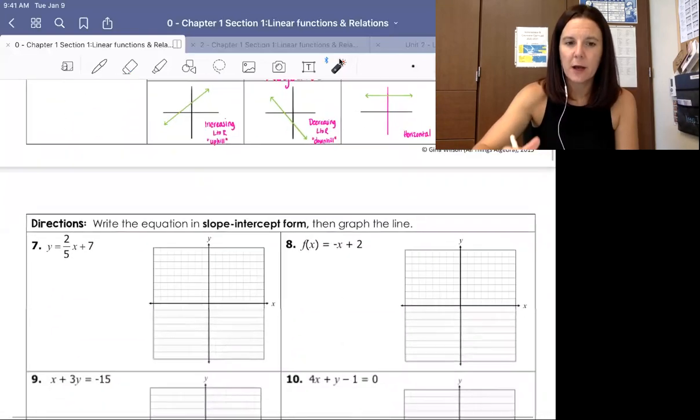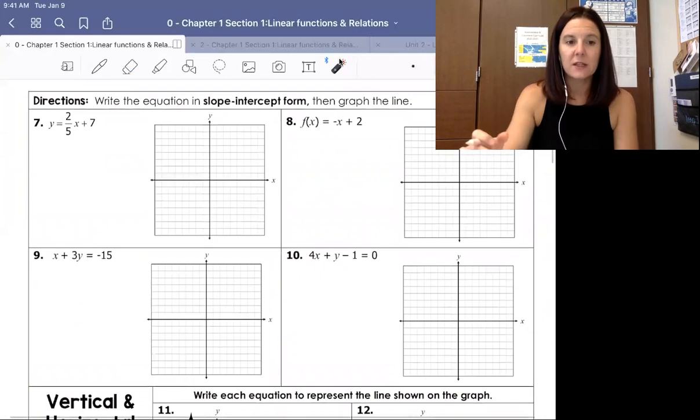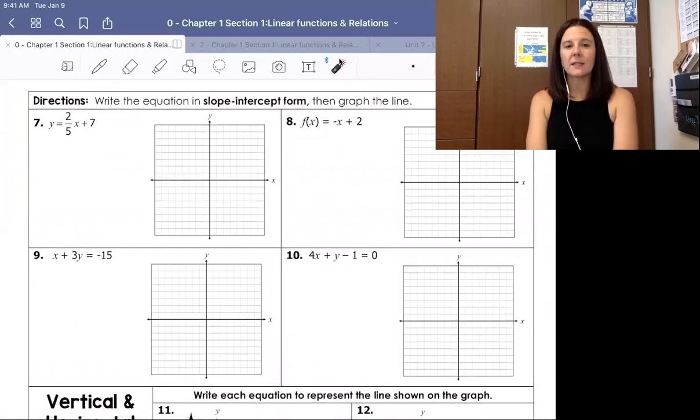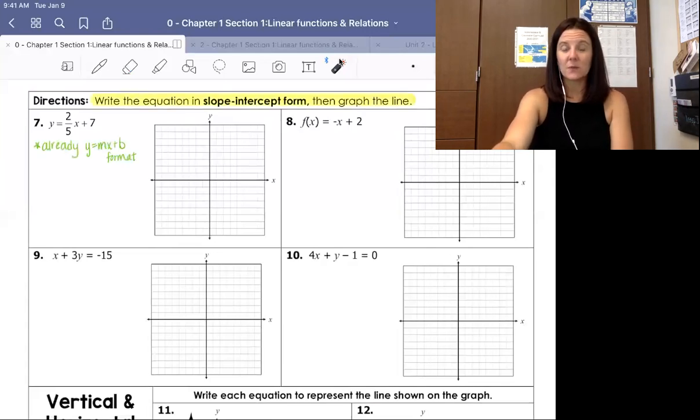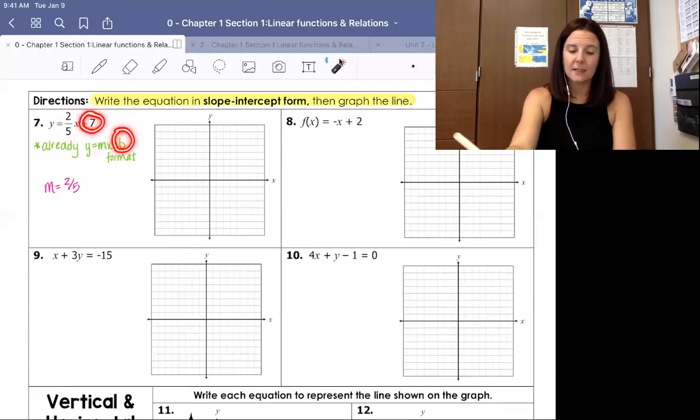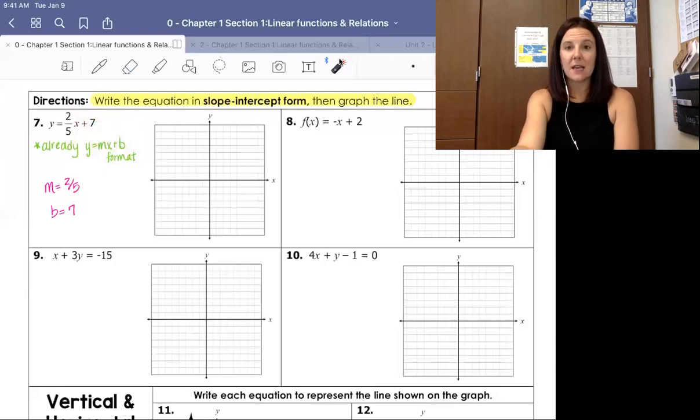All right, so let's take a look at some problems with slope-intercept form. We are going to do numbers 7 and 9 together. We're going to find the slope, find the intercept, and graph the line. We want it to be in slope-intercept form to do that. This first one, y equals 2/5 x plus 7, is done for us. It is already in slope-intercept form. So all we have to do is identify our slope and identify our intercept. We're just matching things up here. Our slope is the part in front of x, so that's the 2/5. And our intercept is the part that's added or subtracted at the end, so that's plus 7. So 7 is our intercept.